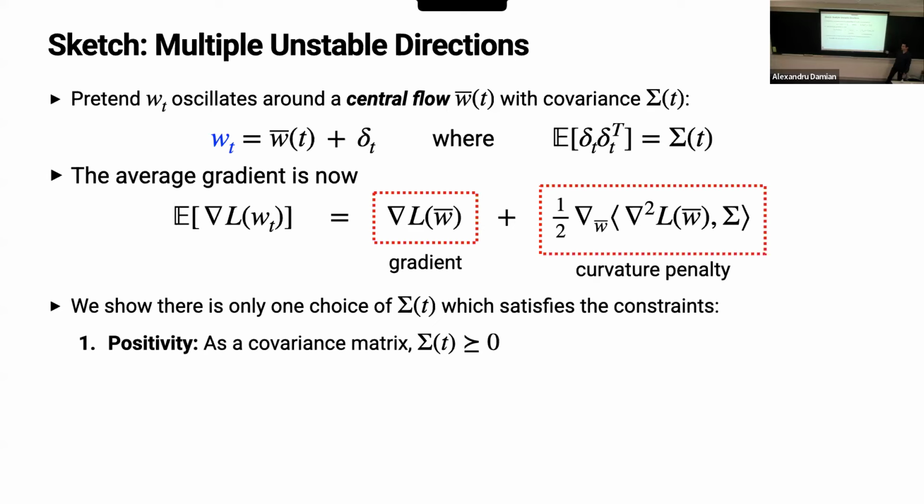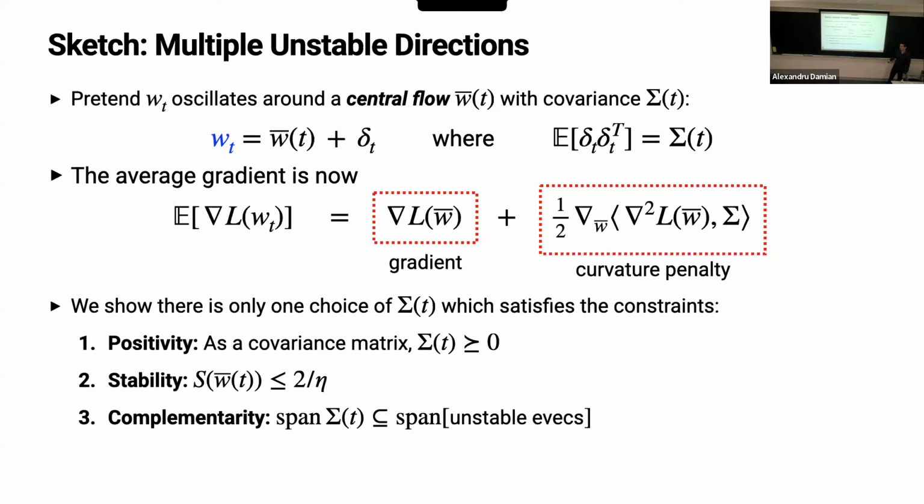And we essentially show that there's only one choice of sigma that satisfies three very benign conditions. So the first is sigma is an oscillation matrix. It's a covariance matrix, so it should be PSD. This is a fairly reasonable assumption. The second is stability, as before. So the top eigenvalue of the Hessian has to be bounded by 2 over eta. And the third is complementarity. So before we said that you only oscillate along the top eigenvector of the Hessian. Now you oscillate in the span of all unstable eigenvectors, but there can be multiple. And we show that these three conditions turn out to be enough to uniquely determine sigma.